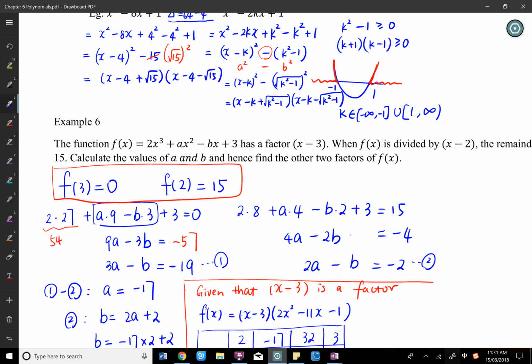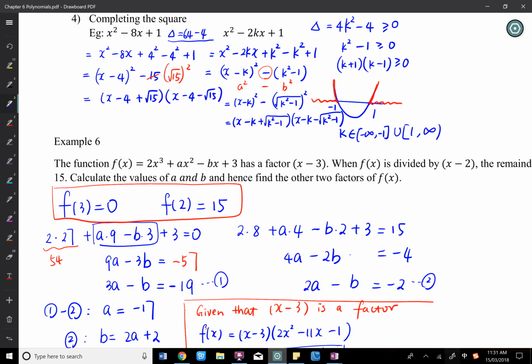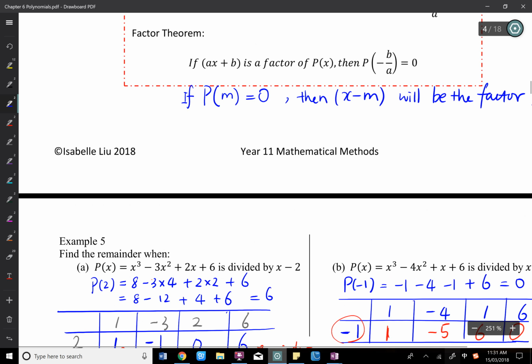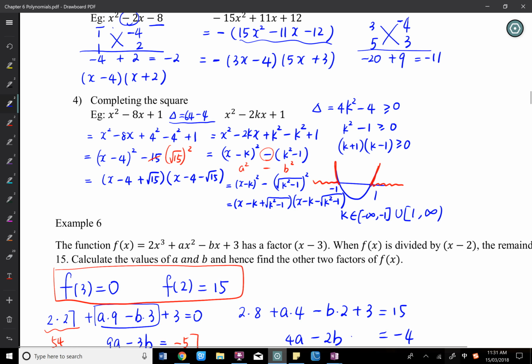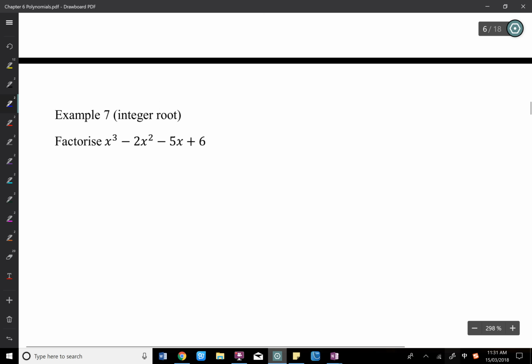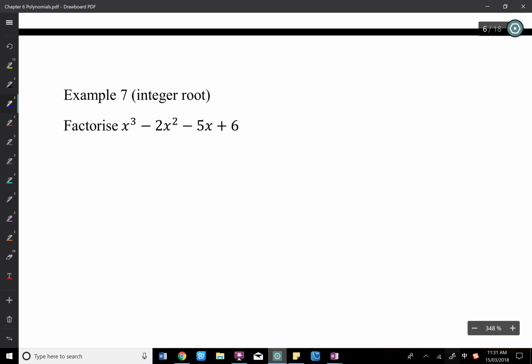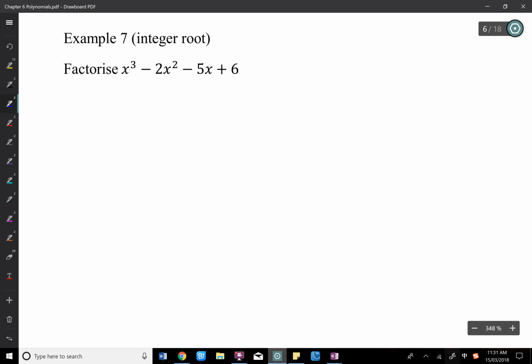For example, this one already tells you x minus 3 is a factor, so we know one factor already. Or like the previous question, let's say it tells you to divide by x plus 1, and you try minus 1 and you have 0. You know that x plus 1 is a factor, so you already get some information. But for this one, there's no information. It tells us nothing, so we need to find a value which is a factor.